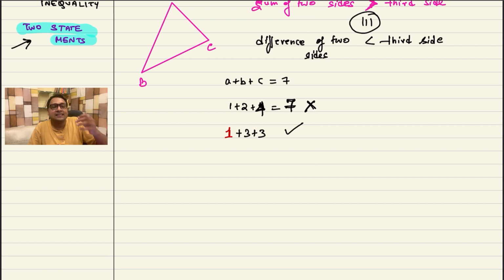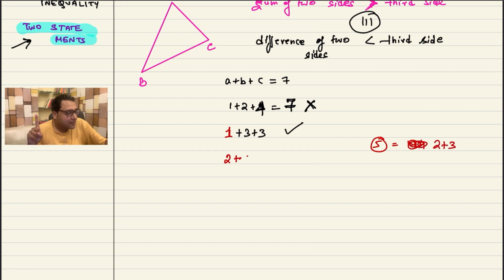Then let's increase the smallest side's value to 2. So if it's 2, the remaining portion is 5, right? Total is 7, 2 is gone, so 5 is remaining. The other two sides could be split in many ways, but we cannot do 1 and 4 because we cannot take numbers smaller than 2, since that case is done. 2 is the smallest number now. So the only case is 2 and 3, and 3 and 2 is the same thing.